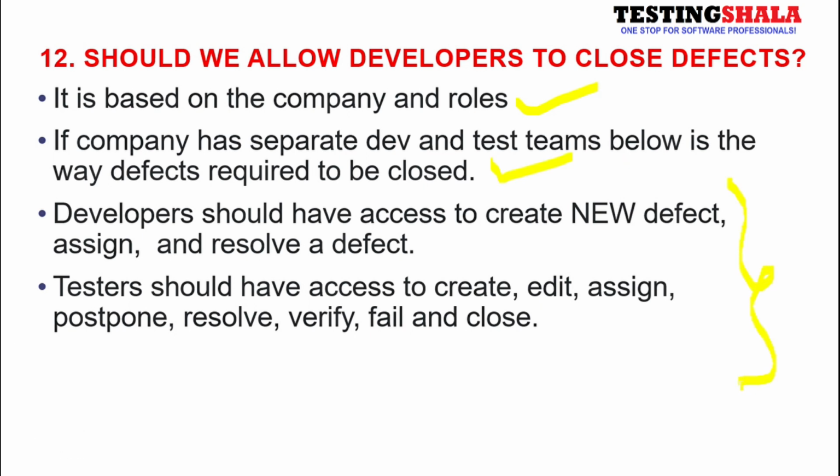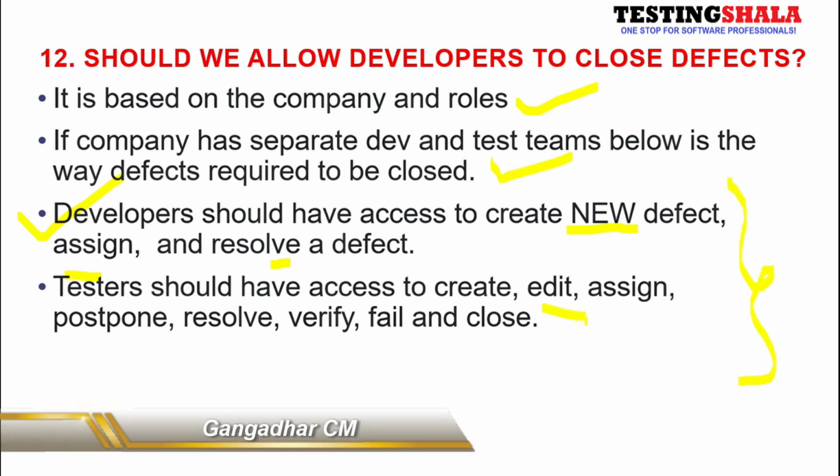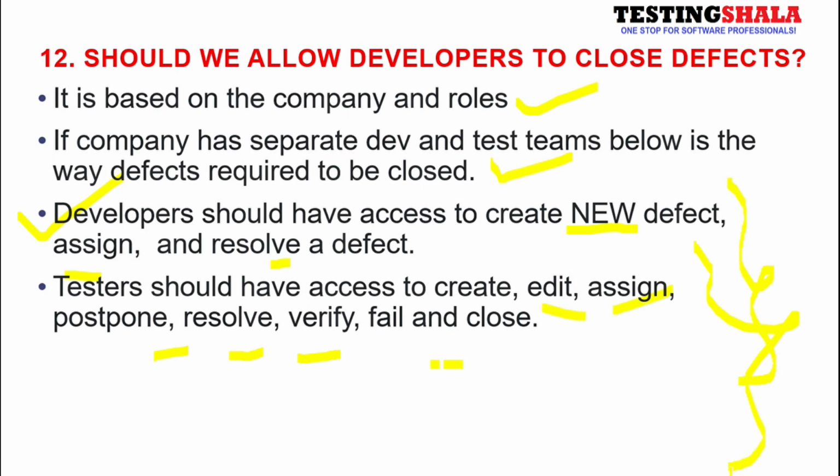And also, in the testing processes for defects, we clearly define what statuses developers can change. If you look at this example, developers should have access to new defects, assign, and resolve. These are the only three things they can do. The remaining actions like create, edit, assign, postpone, resolve, verify, fail, and close are some of the things testers can perform.